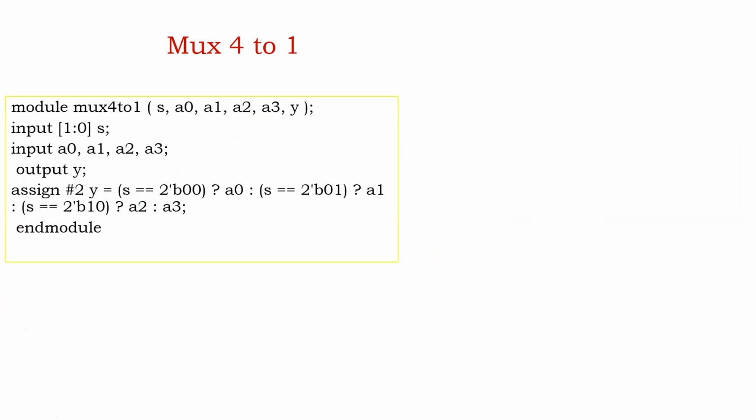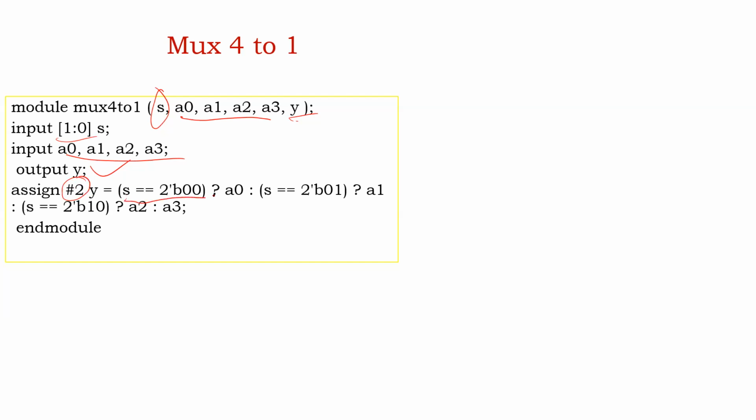This next one is the 4 to 1 mux. Of course, 4 to 1 mux means 4 inputs are there, 2 selects are there, and one output is there. Here are the two select lines, 4 inputs, and one output exactly. Here also I use the conditional statement, like assign y is equal to, with this delay.